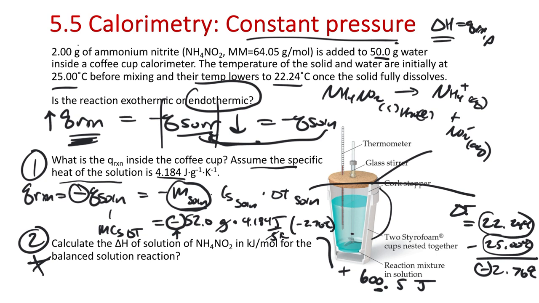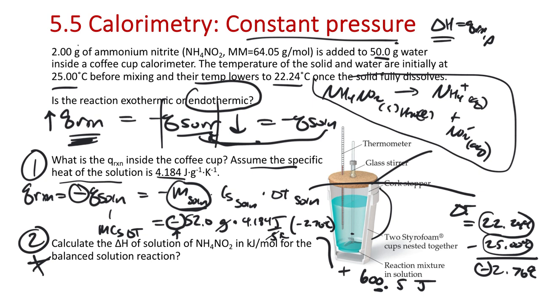But so then oftentimes we want to know one of two things. Either we want to know the delta H of this reaction here, so like when I have 1 mole of ammonium nitrite dissolving, what's the delta H of that reaction? Or another thing we tend to ask is what's the enthalpy of solution of the compound in units kJs per mole?